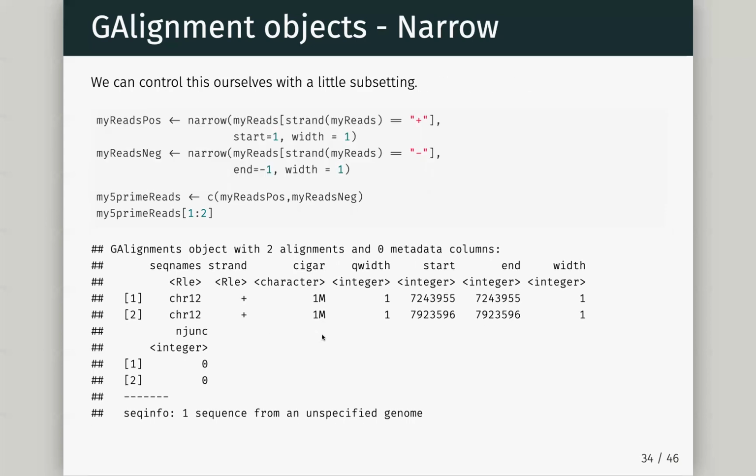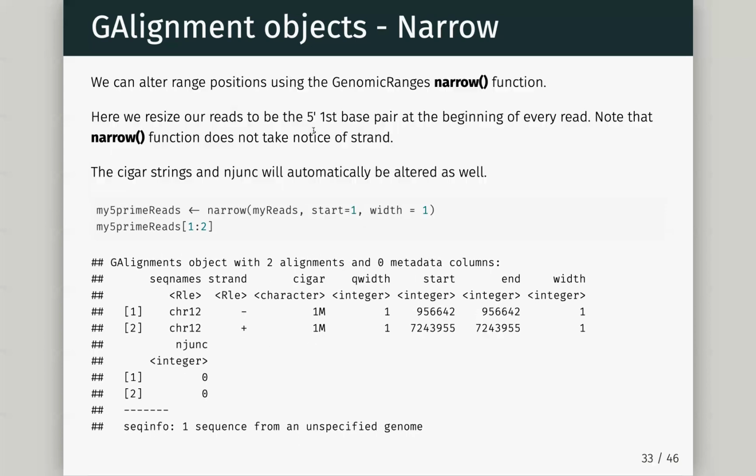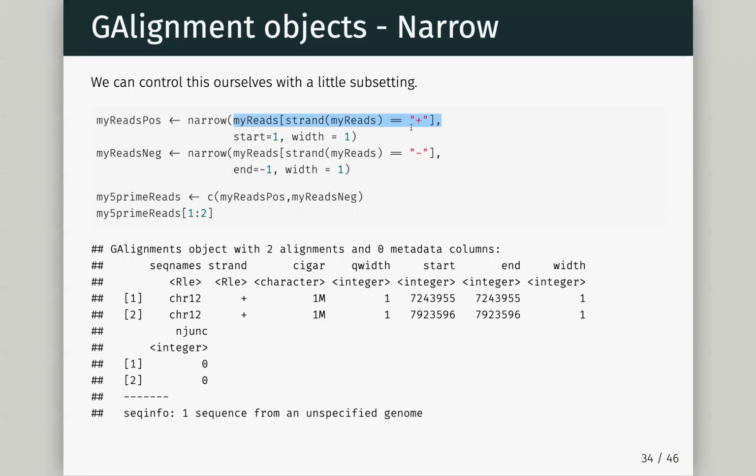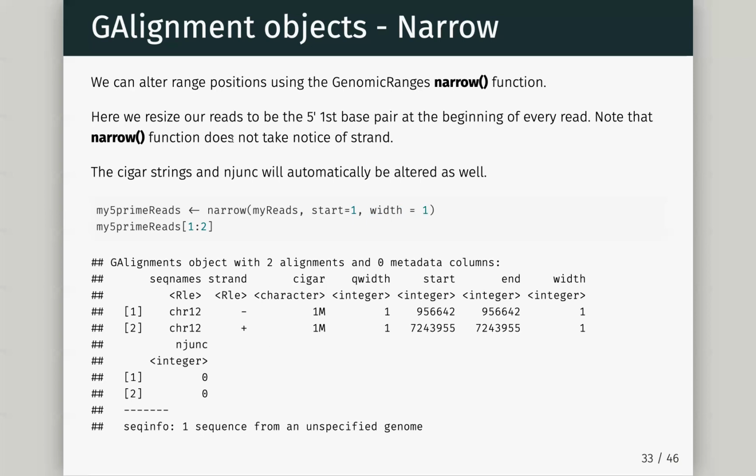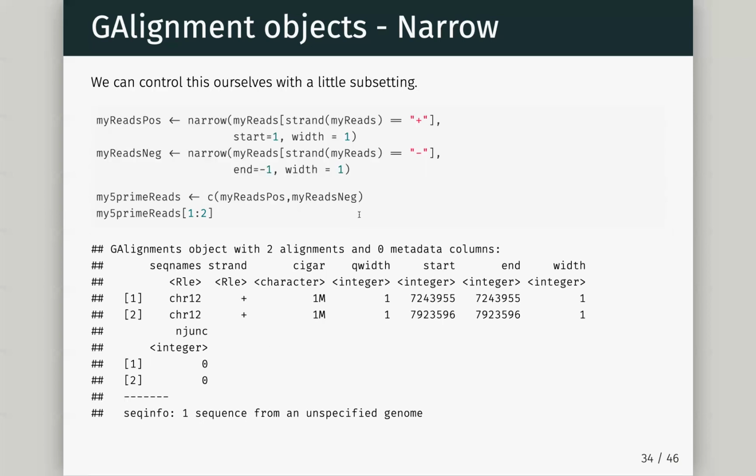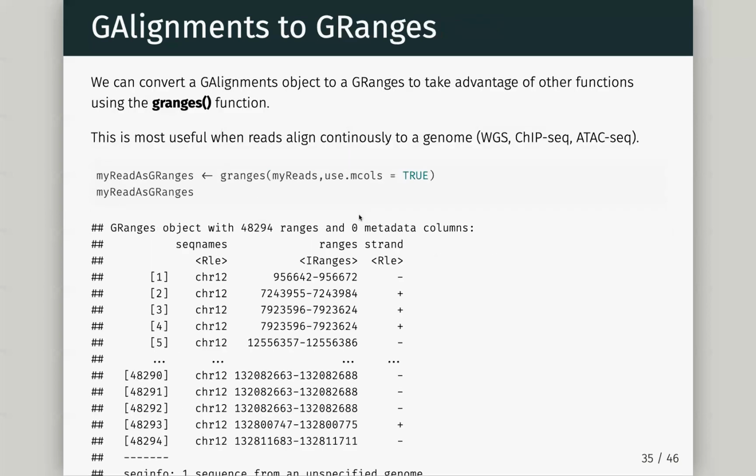I guess we can also control this ourselves just by filtering down to the read first and then doing narrow. I don't think that's necessary because narrow actually takes into account the strand when it considers the start. So I think this is something Matt added. It's probably not that useful.